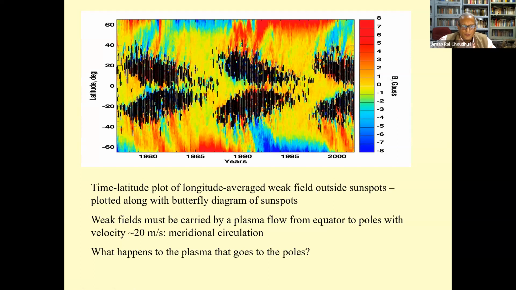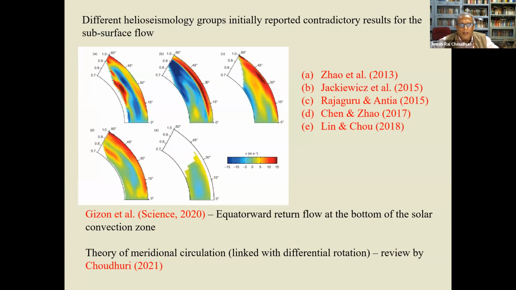And certainly we do not expect the plasma which goes to the poles to be piled up there. So somehow there has to be a return flow underneath the surface for the plasma to come back again to the equatorial regions. And within the last few years, by using the techniques of helioseismology, different groups have tried to find out the nature of this return flow. And this is a kind of difficult observation.